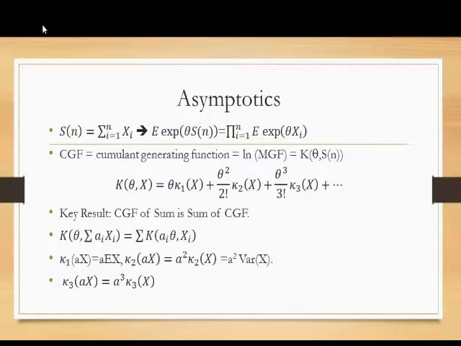But the important thing is that the CGF of the sum is the sum of the CGFs. That's almost obvious. And the other important thing is that suppose I have k of theta, summation ai xi, then the summation can be taken out, and the ai also behave in a very interesting way.